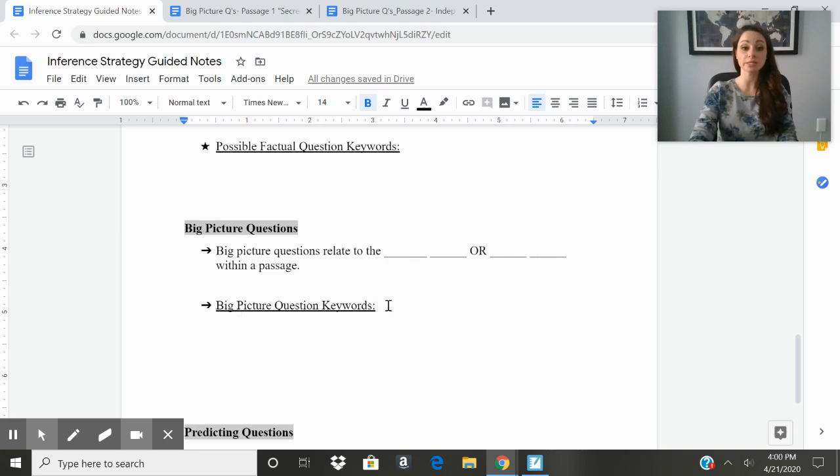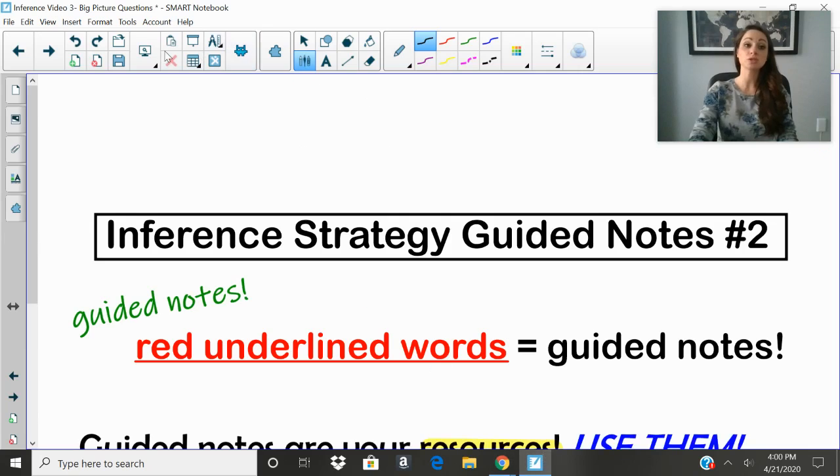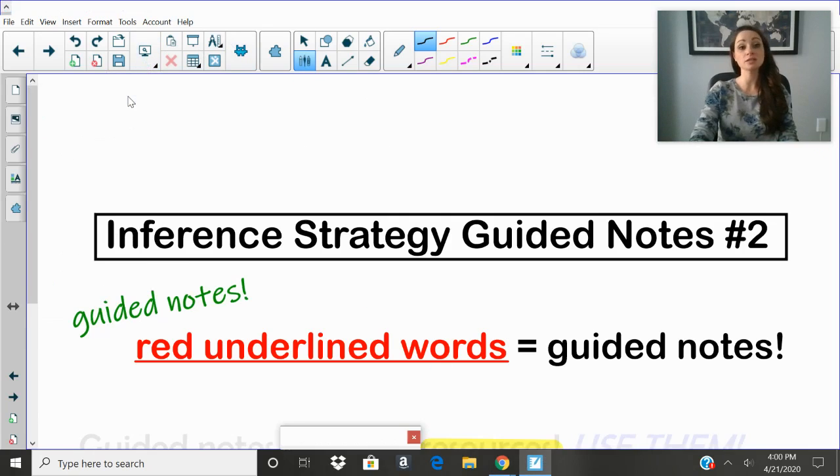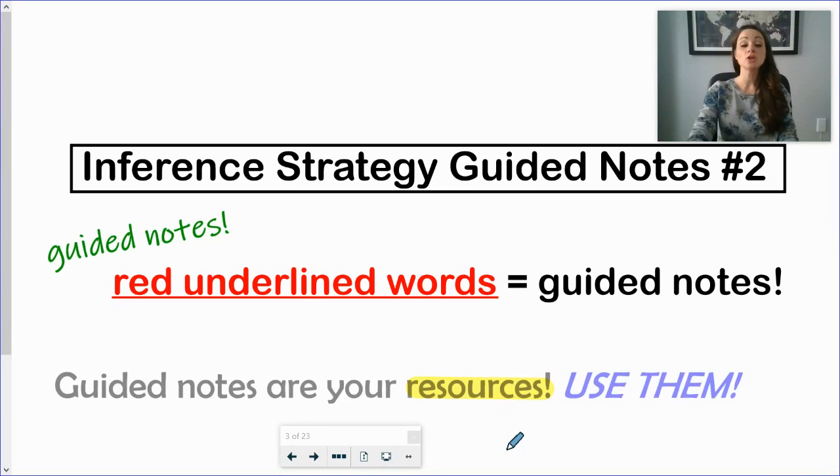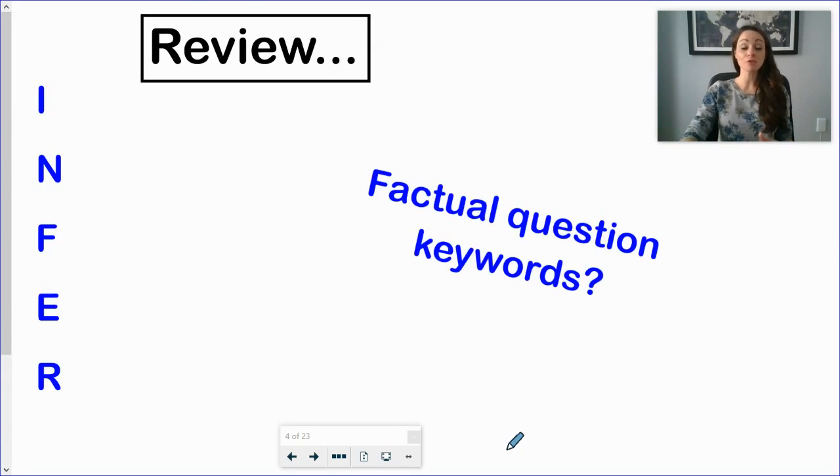However, this right here where it says big picture question keywords, this part is going to be essential. You definitely need to know these keywords in order to complete your independent practice, so please make sure you're filling in your guided notes. Whether you like to use the split screen or pause and fill in your notes and come back, whatever works for you. Last thing I'll say about guided notes, please make sure you're using them as a resource. During your independent practice, please be referencing your guided notes so you can differentiate between factual and big picture questions.